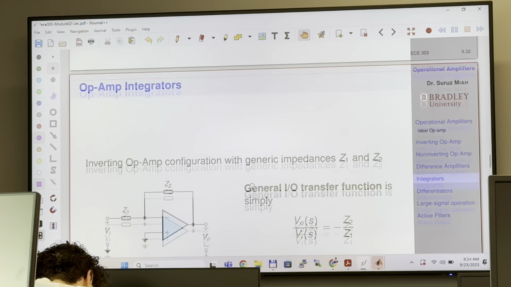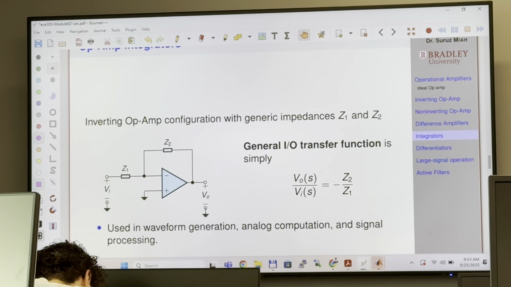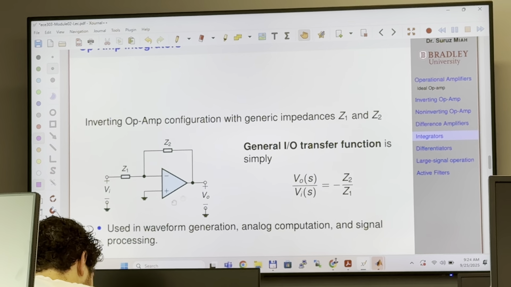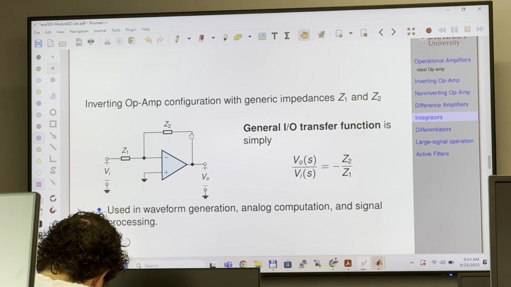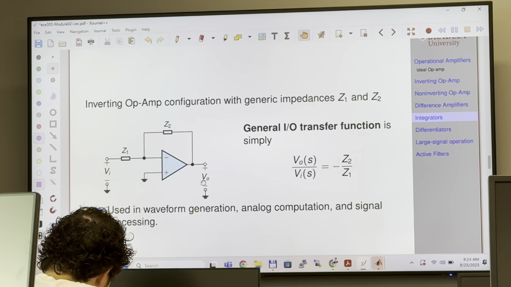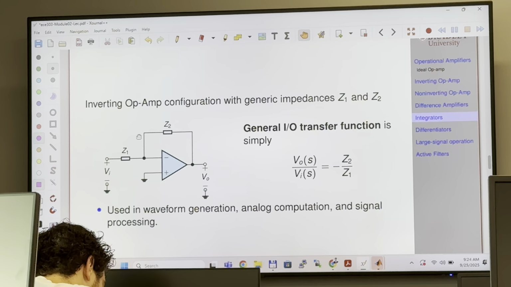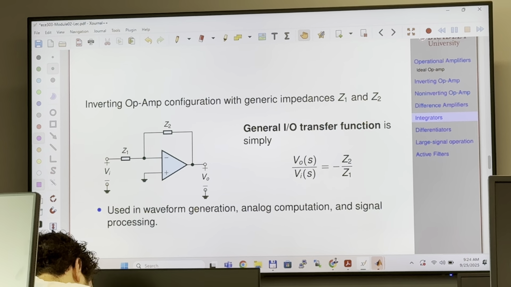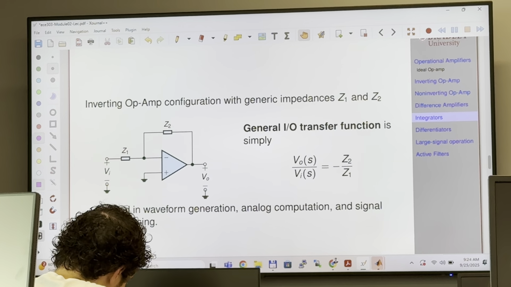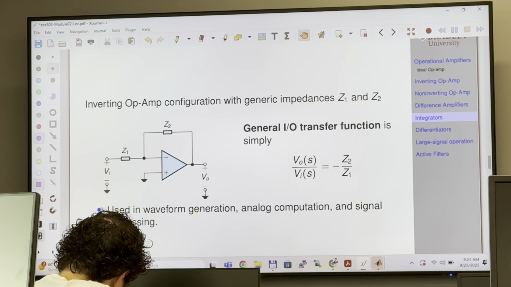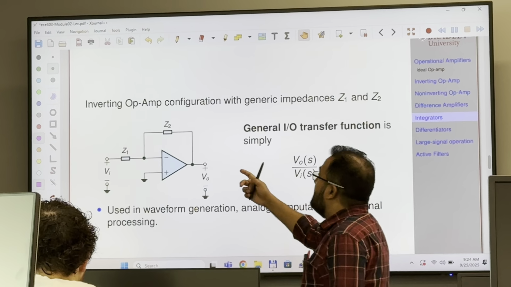So op-amp integrator, we can integrate signals using operational amplifiers. For a simple op-amp integrator, we make use of the inverting operational amplifier configuration, which means that the input is applied to the inverting terminal through an impedance. Here, in general, instead of resistance, we are going to put impedance Z1. And on the feedback, we have the impedance Z2.